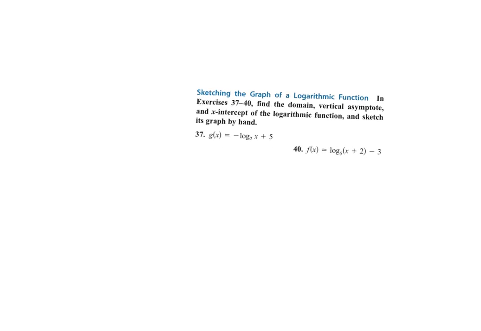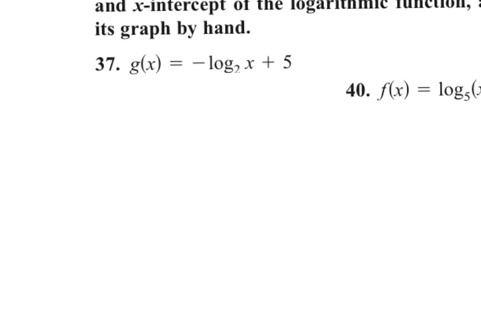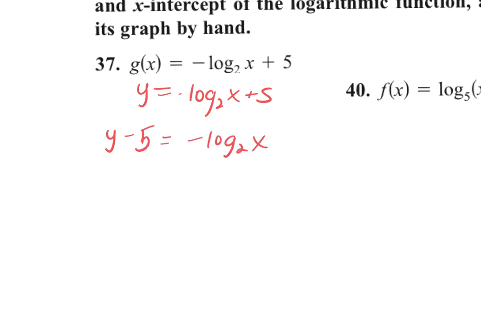37, sure. So first thing you want to do is isolate the log. Well, maybe change this to y first. So this would be y equals negative log base 2 of x plus 5. I got to move the 5 and get rid of the negative 1. So I could get y minus 5 equals negative log base 2 of x.